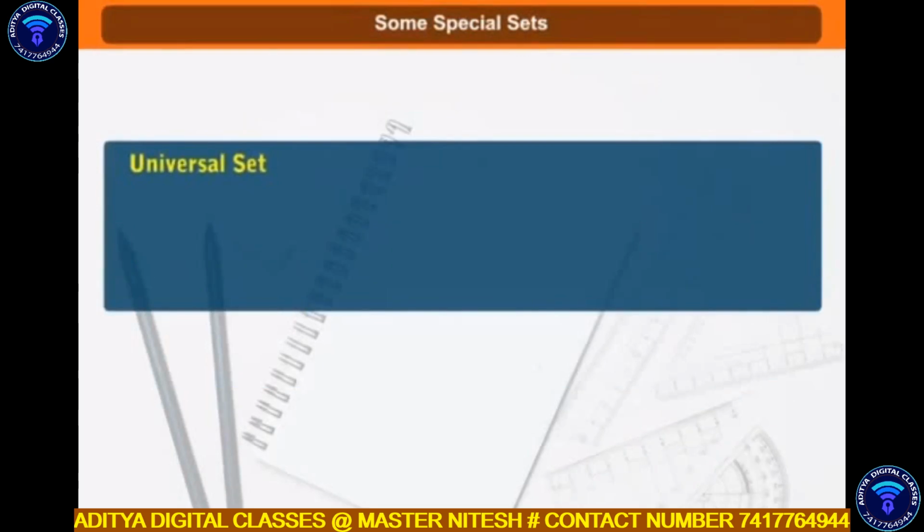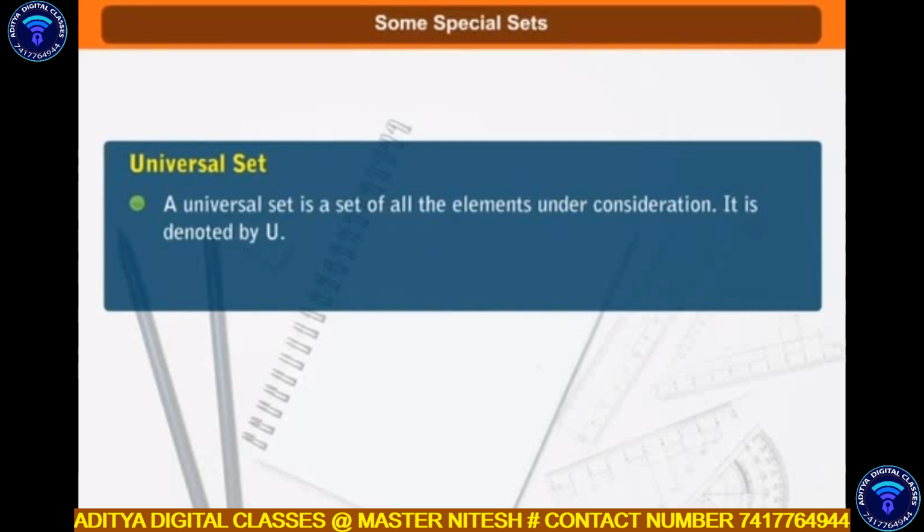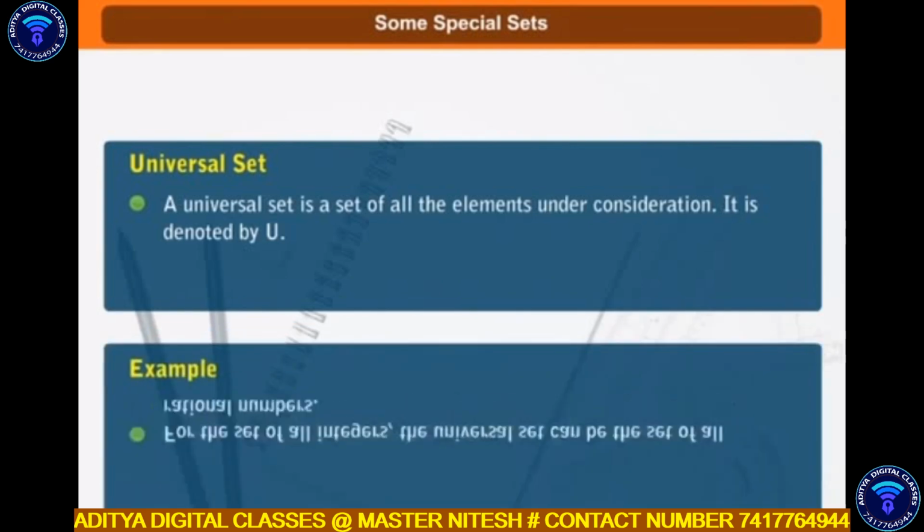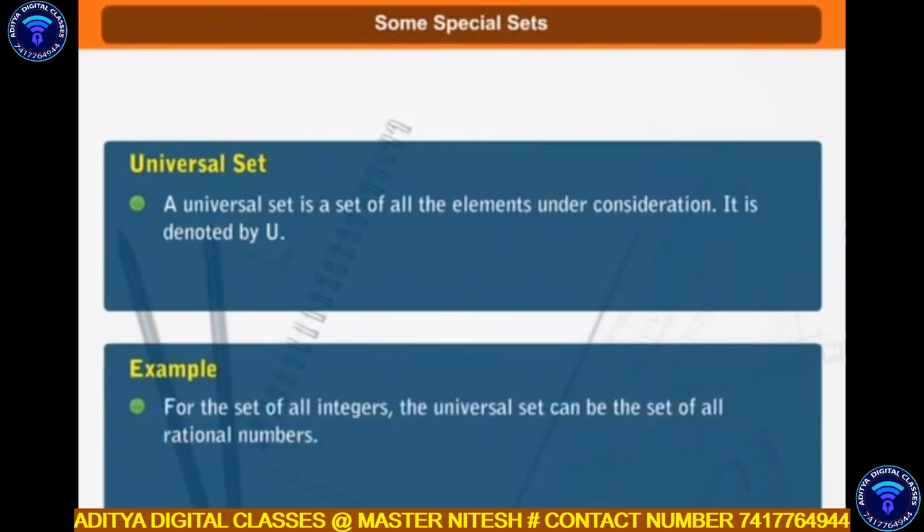Let's discuss some special sets. The first one is the universal set. A universal set is a set of all the elements under consideration. It is denoted by U. For example, for the set of all integers, the universal set can be the set of all rational numbers.